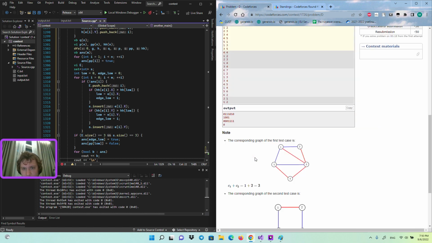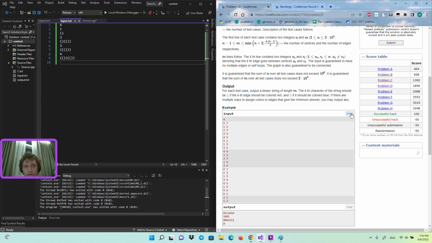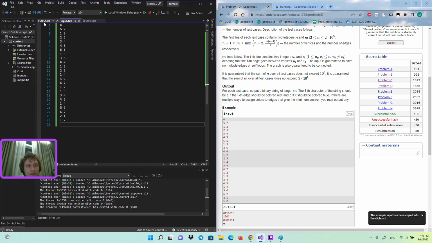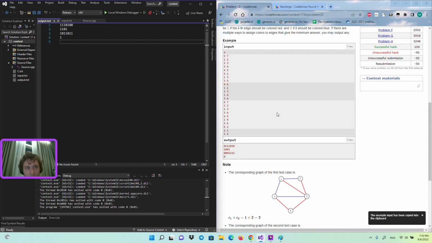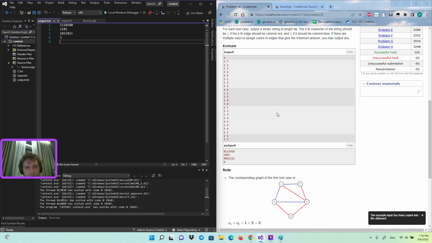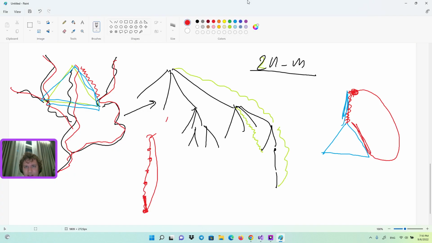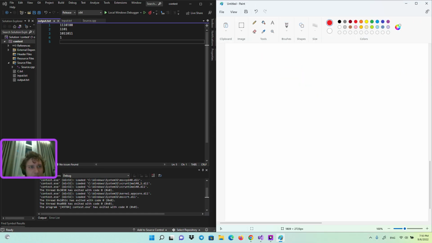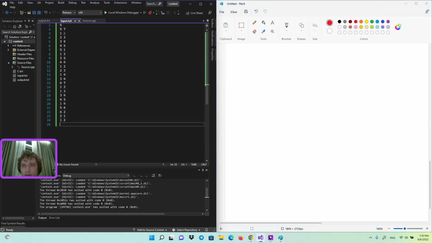I also have to print the answer. Okay, let's check that we have the correct answer. Oh, we have to check it, I guess. Okay, let's check it. So, the first 3 edges, first of all, we have this graph. We have 5 vertices.